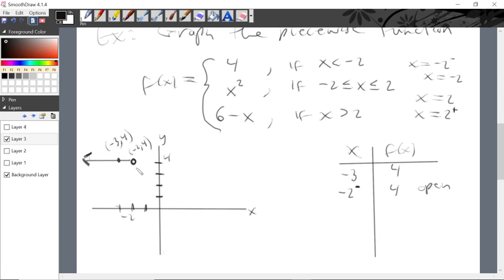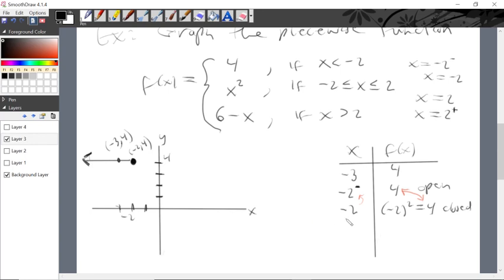Let's see what happens when we get to negative 2. If x is equal to negative 2 itself, then we use the square function. Negative 2 squared is equal to 4, and that is going to be a closed point. Well, it looks like we have the exact same point, right? We do. Negative 2, 4, again. Well, that allows us to go to the same location then and fill it in. It becomes a solid point now because we are on the middle branch of this piecewise function.